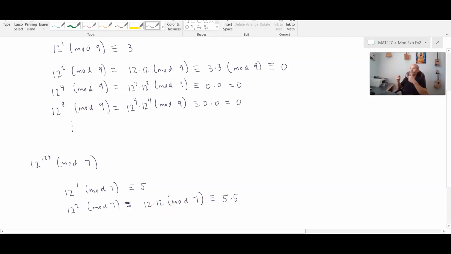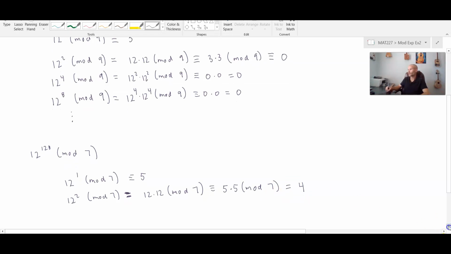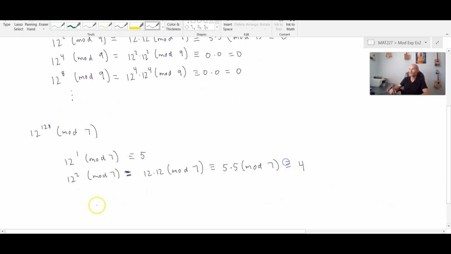Now before I write equals 25, I want to make sure that 25 cannot be divided again by 7, but 25 can be divided by 7 again. So if I do 5 times 5 mod 7, 25 divided by 7 is 21 with a remainder of 4. All right, so I carry that over to the next step. 12 to the 4th mod 7 is equal to 12 squared times 12 squared mod 7.